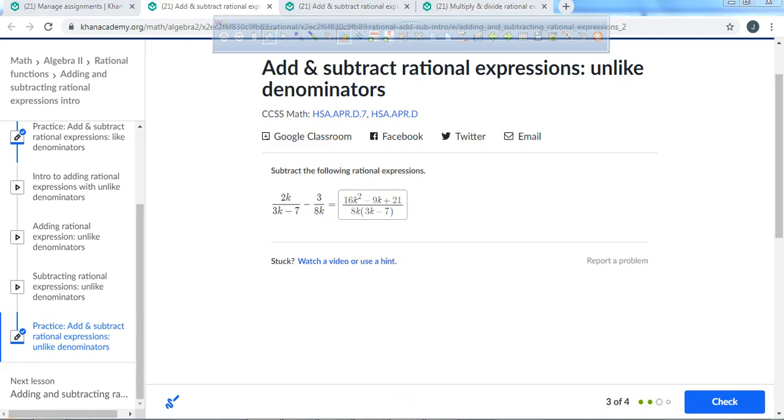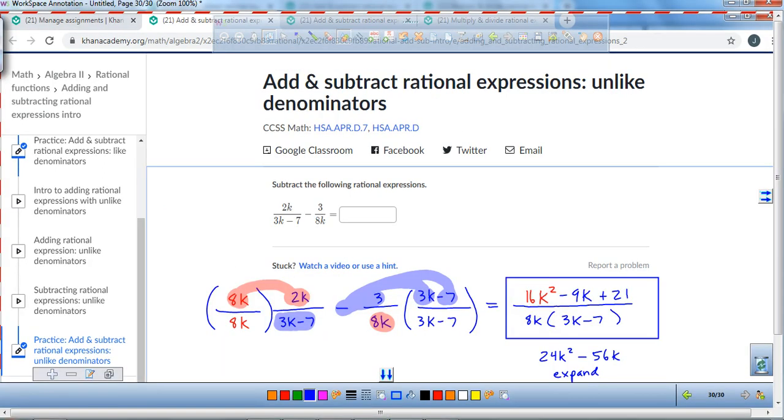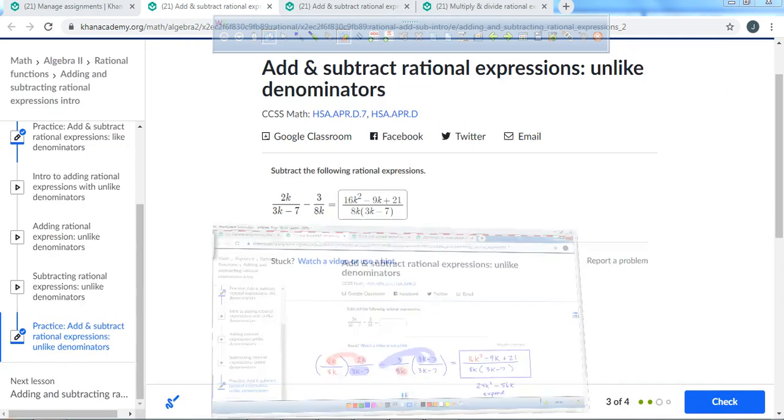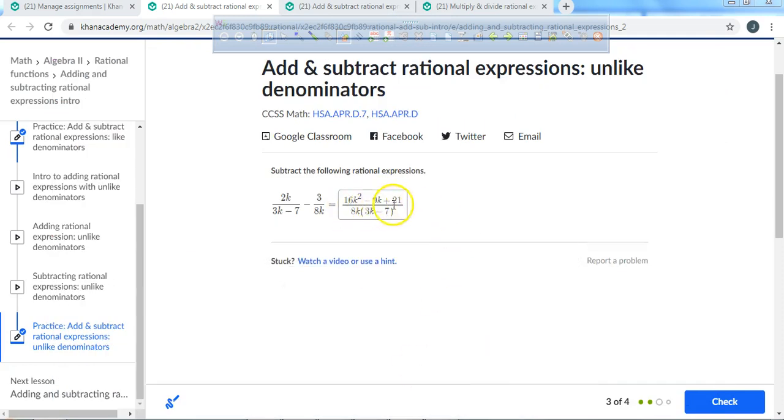Let's make sure we got everything right. 16k squared minus 9k plus 21. 16k squared minus 9k plus 21. 8k, parentheses 3k. I feel pretty good about this. I'm feeling pretty good. Nice.